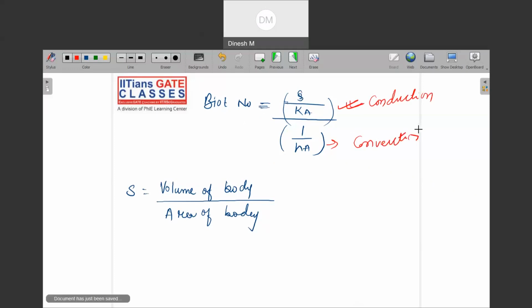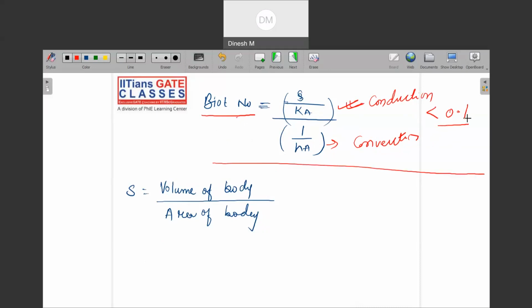But I have told you in the start that this value should be less than or equal to, not even equal to, this value should be less than 0.1, then only my lumped heat capacity is applicable. So in order to apply lumped heat capacity analysis, my Biot number should be less than 1. Then if this value is less than 1, tell me, is this value much higher than this one, yes or no? Yes, then only this will be less than 0.1 when this value is much higher compared to S upon Ka.